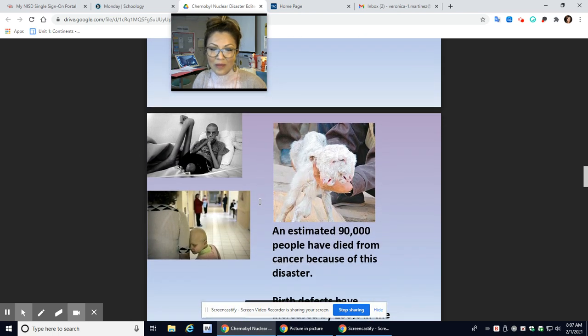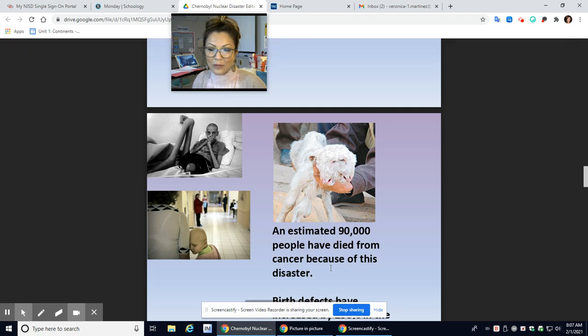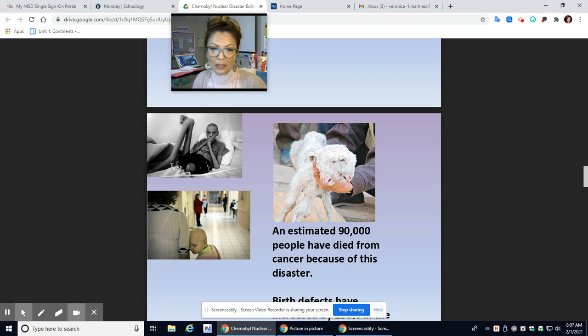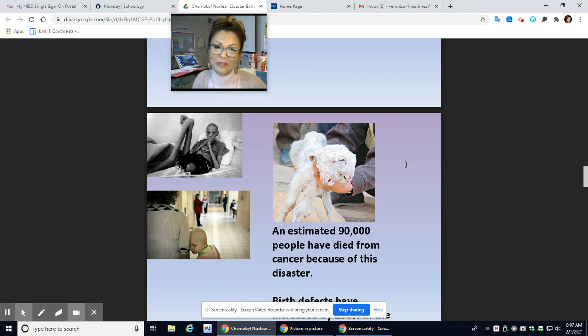So these are some effects. Obviously, an estimated 90,000 people have died from cancer because of this disaster. You could see the effects to the leg, cancer, and even some of the animals, unfortunately. I mean, that's a sad sight. All of these are a sad sight, but it's how dangerous this uranium is.